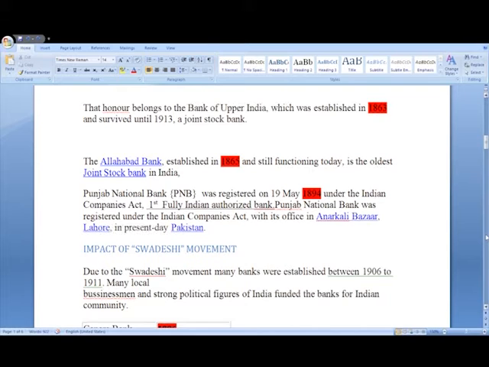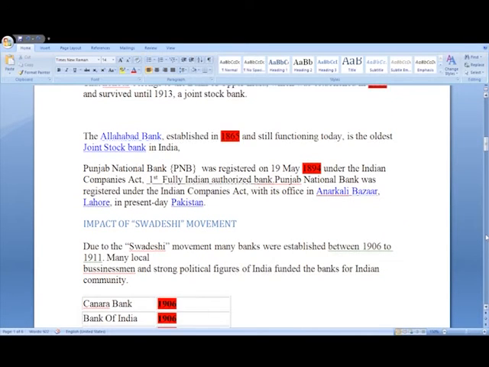Punjab National Bank, PNB, was registered on May 19, 1894 under the Indian Companies Act, the first fully Indian bank. It had its office in Anarkali Bazaar, Lahore, in present-day Pakistan. Impact of the Swadeshi movement.